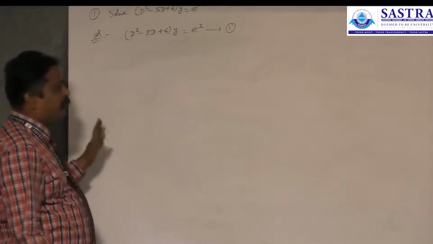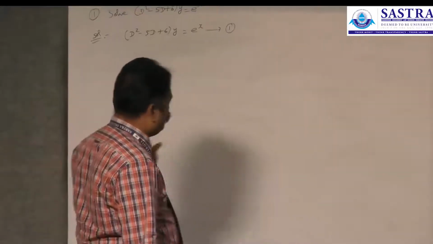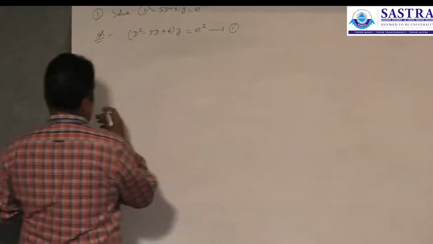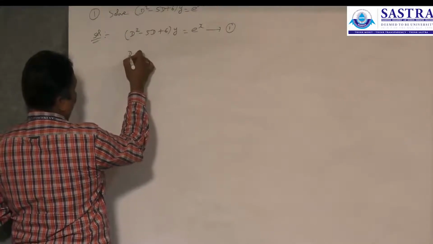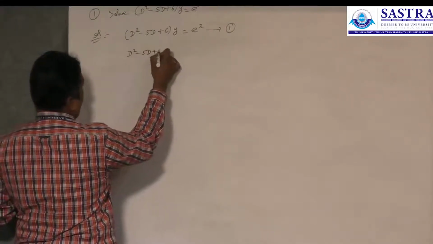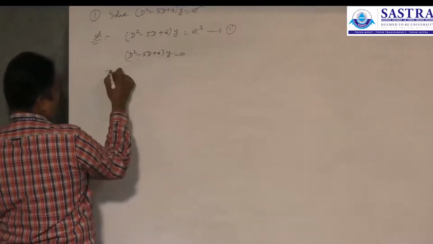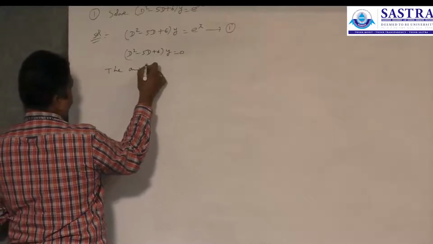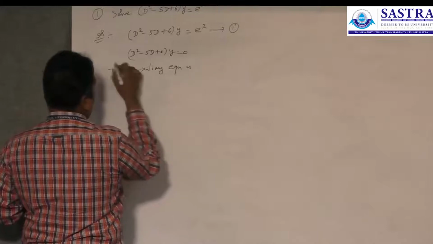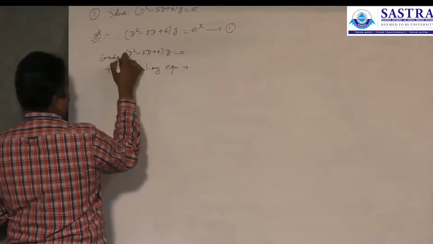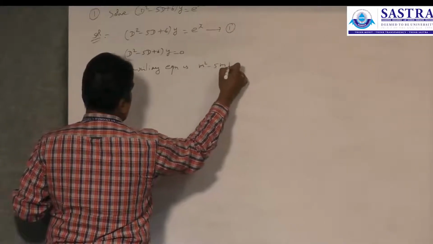Now let us find the complementary function. Already we have discussed how to find the complementary function. For that you have to write down the corresponding homogeneous equation, (D square minus 5D plus 6) y is equal to 0. The auxiliary equation is m square minus 5m plus 6 equal to 0.